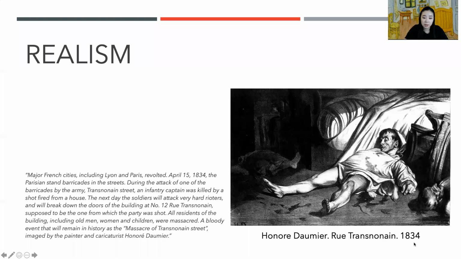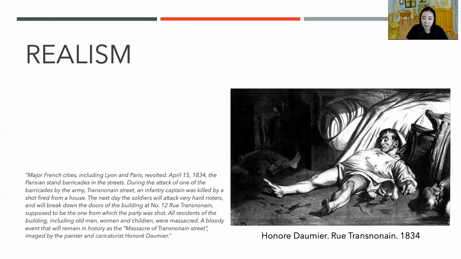This is a realist artist Honoré Daumier's lithograph. We saw this work when we learned contextual analysis before. He recorded a historically terrible event in this work. Let me read the tragedy story again. Major French cities, including Lyon and Paris, revolted.